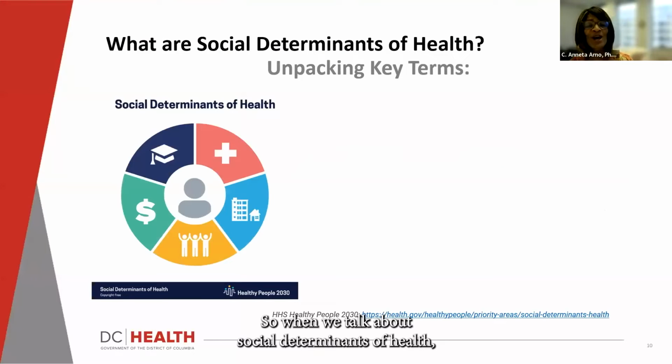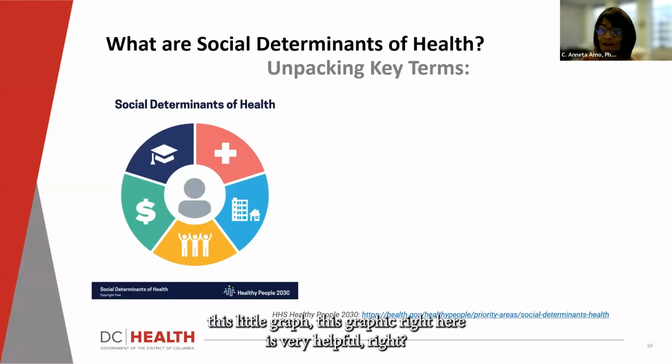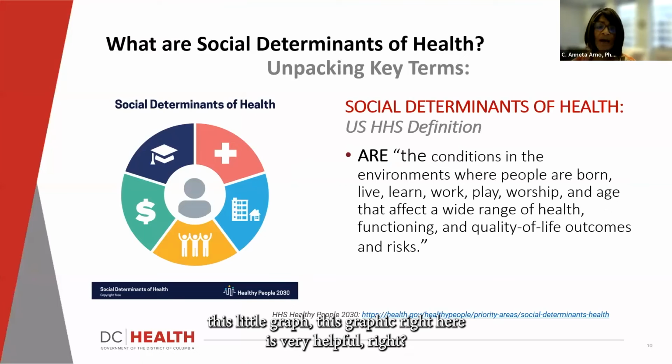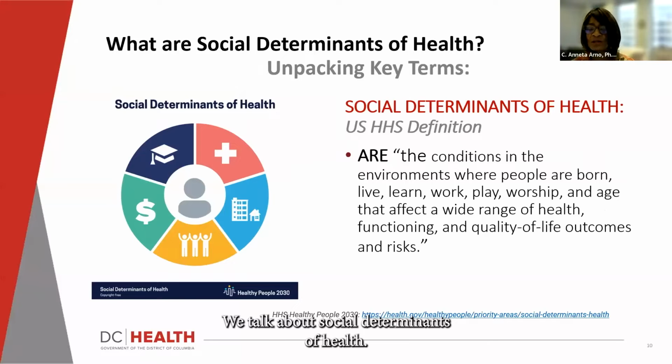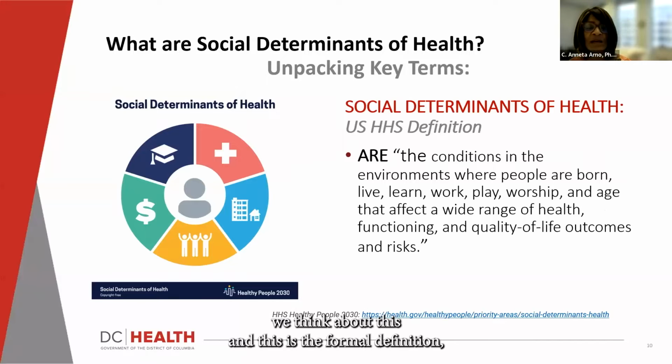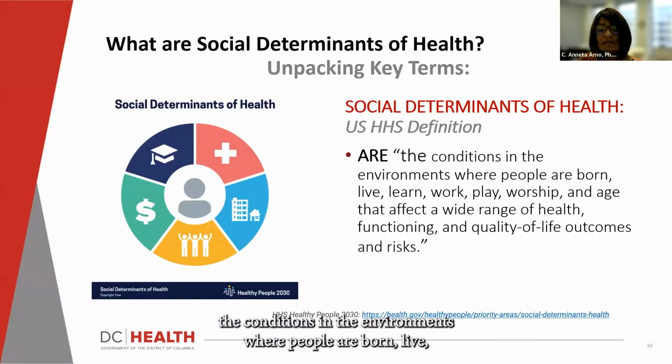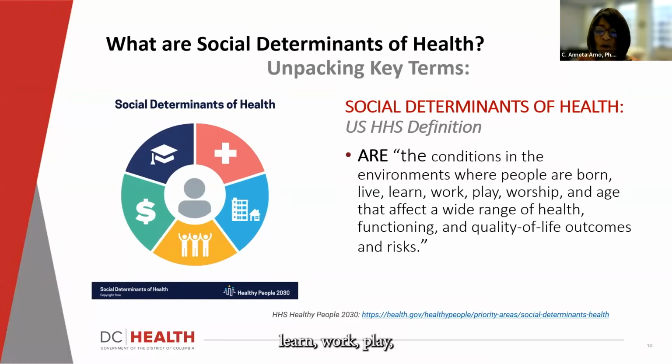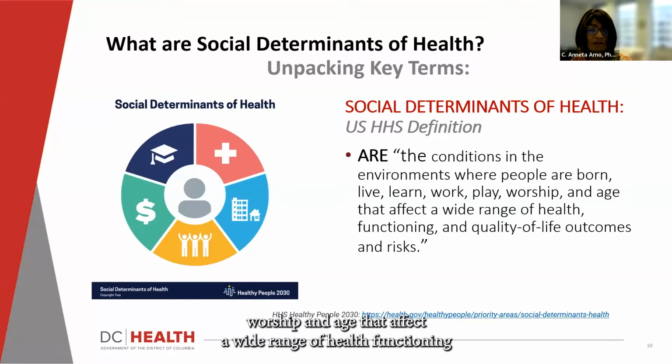So when we talk about social determinants of health, this graphic right here is very helpful, right? We talk about social determinants of health, and I venture to say in the American context, we think about this, and this is the formal definition: the conditions in the environments where people are born, live, learn, work, play, worship, and age that affect a wide range of health functioning, as well as quality of life outcomes and risks.